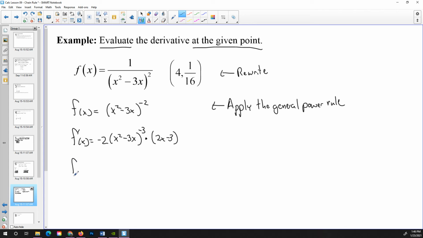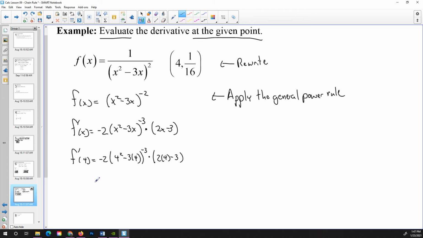And so I'm just going to, at this point, go f prime of 4 is equal to negative 2 times 4 squared minus 3 times 4, all to the negative 3 power, times 2 times 4 minus 3. And I'm going to evaluate that.